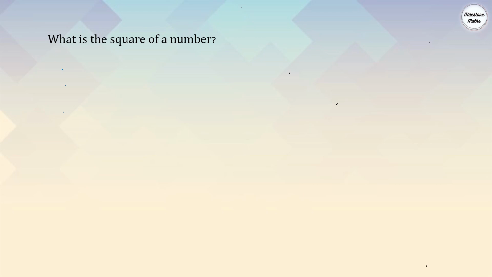Now let's see what is the square of a number. Square of a number is when the exponent of any number is 2. Let us take any number, 4. When the exponent of 4 is 2, it is called a square of a number. So 4 square is nothing but 4 multiply 4, which is 16. So square of a number means when the exponent of a number is 2.